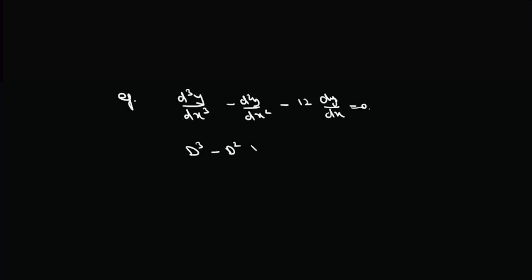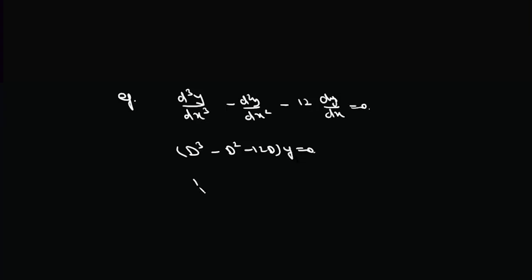So let us take an example. Say for example, we're given the question that d cube y upon dx cube minus d2y upon dx square minus 12 dy by dx is equal to 0. Now we can write this as (D cube minus D square minus 12D) y equals to 0.